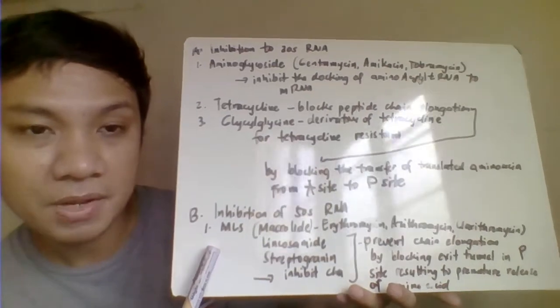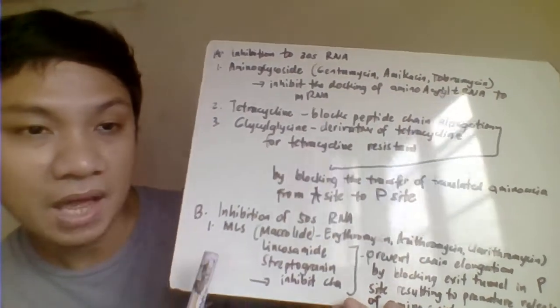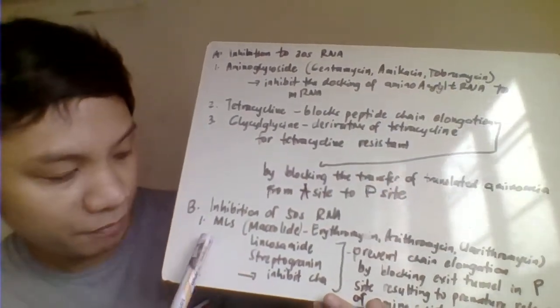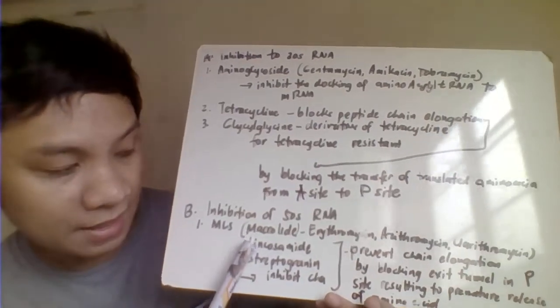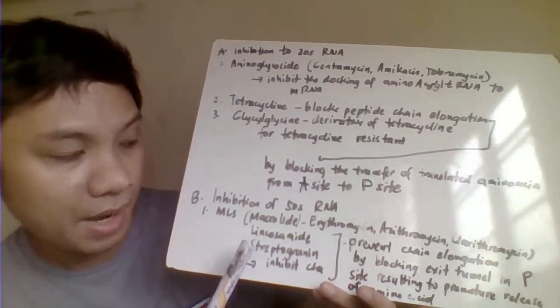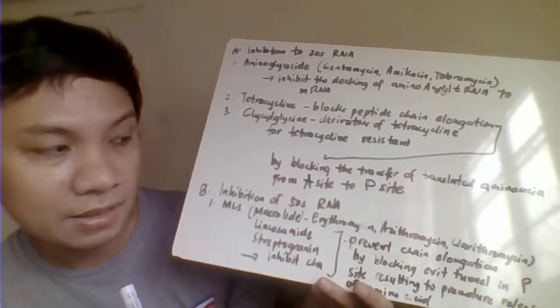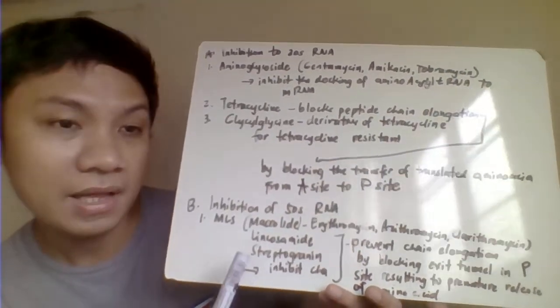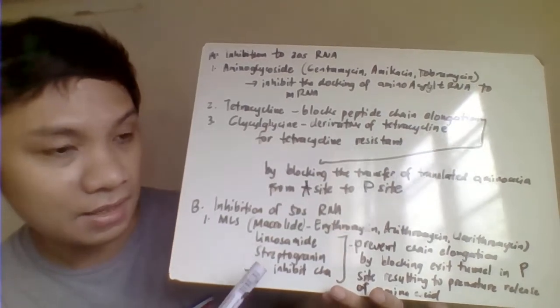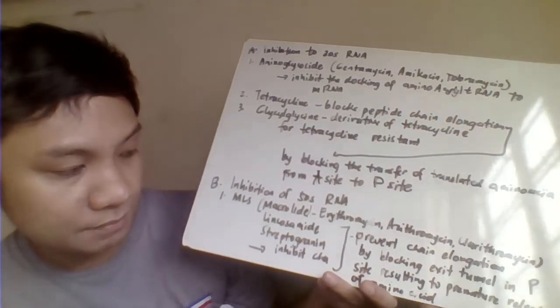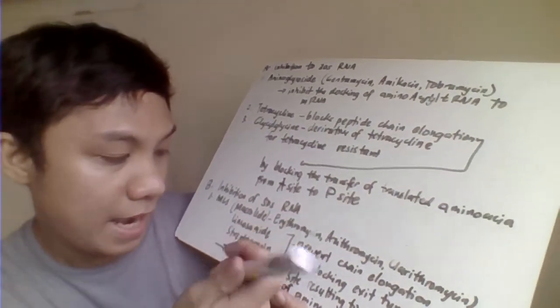Okay, now we go to the antibiotics which try to inhibit the 50S ribosomal RNA. So we have the group of your MLS, macrolide. Macrolide includes your erythromycin, azithromycin, and clarithromycin. Then we have L, which stands for lincosamide, and S for streptogramin.